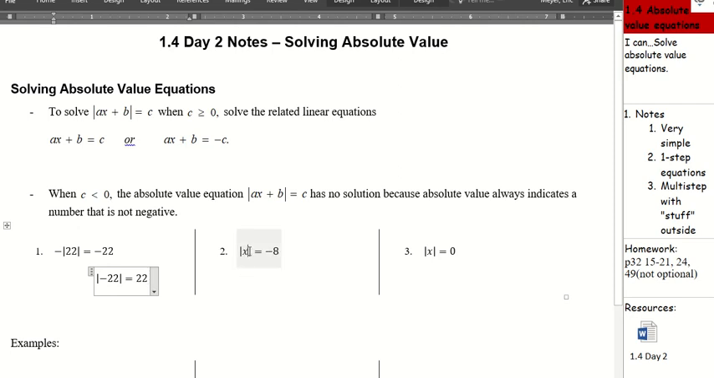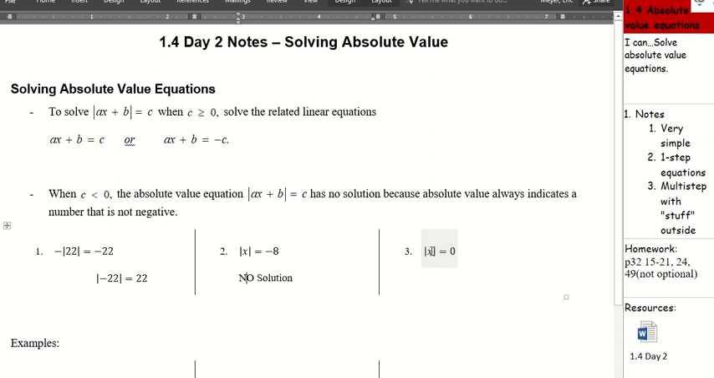What about negative 8? What if instead of an x here I have negative 8? What's the absolute value of negative 8? Well, it's still positive 8. So for this question, x has no solution. There's no number that I could put there. There's nothing that x could be. And this is true whenever we have an absolute value equals a negative: no solution right away.